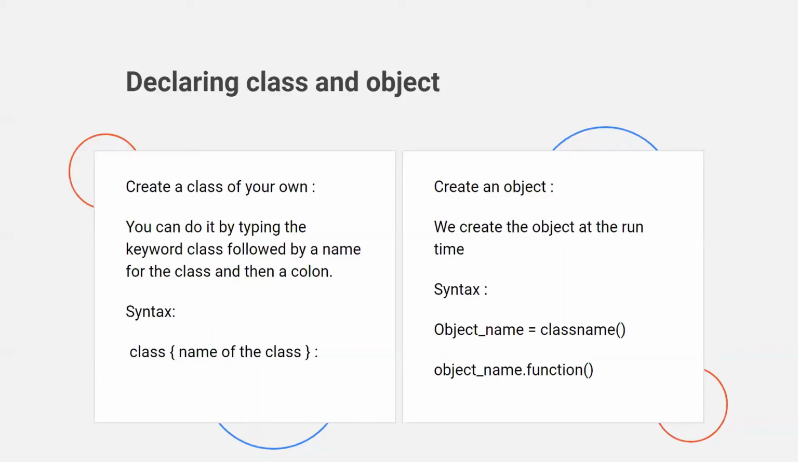Now for creating an object, we create the object at runtime. The syntax of creating the object is that first of all we write the object name, then the equals to sign, then the class name, and we use the round brackets. Then if we want to call a function from the class, we write the object name, then use the dot operator, then we write the function. So this is all about the declaration of classes and objects.